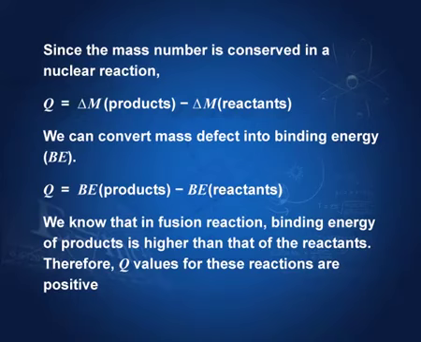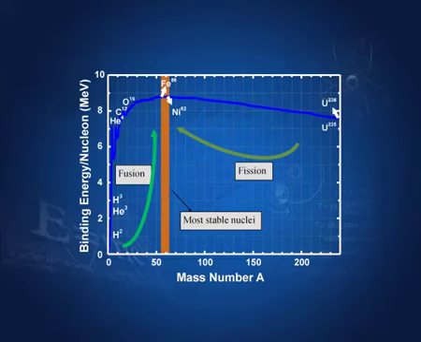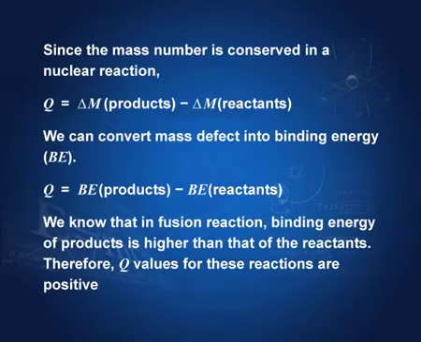We know that in a fusion reaction the binding energy of the products is higher than that of the reactants. Let me remind you of this graph again. The products are going towards this band, their binding energy is rising. On this side also the products are going like this, their binding energy is rising. So the binding energy rises in the process, and the difference between the final binding energy and the initial binding energy gives us the energy, or the Q value.